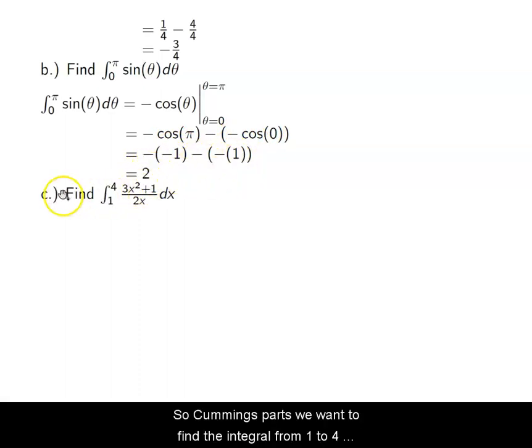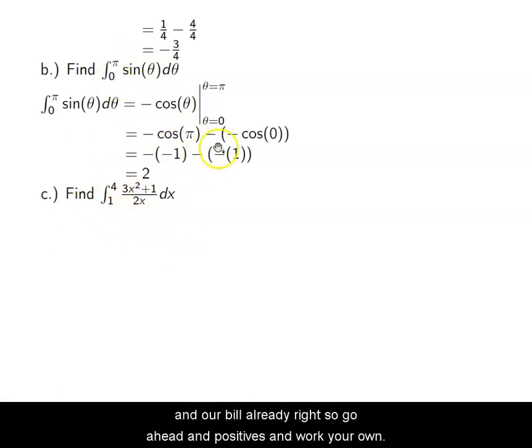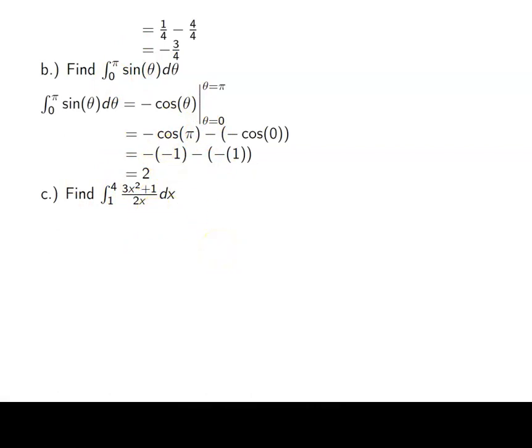Okay. So coming to part C here, we want to find the integral from 1 to 4 of (3x squared plus 1) over 2x. So I want you guys to go ahead and try this one yourself as well, especially since we've gotten 2 under our belt already. All right, so go ahead and pause this and work your own math, and then let's compare our answers.